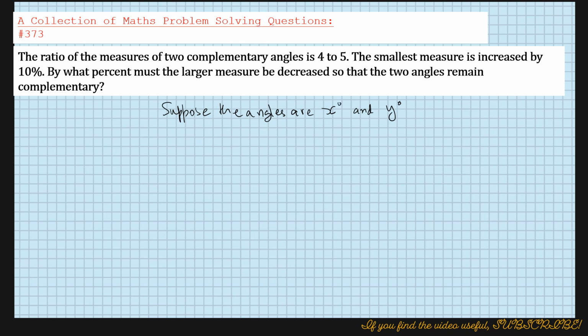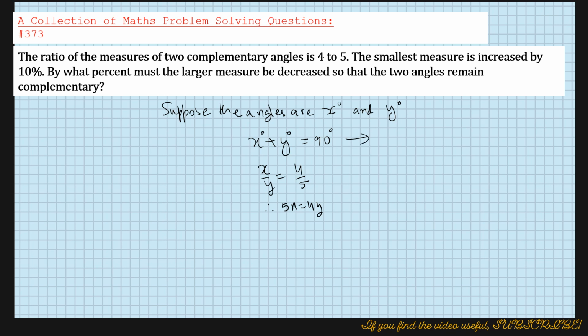So the ratio of the measure of the two angles is 4 to 5. They are complementary, by the way, so x plus y should be 90 degrees, and also the ratio is 4 to 5. So x out of y is 4 out of 5, and therefore we can write 5x is 4y.